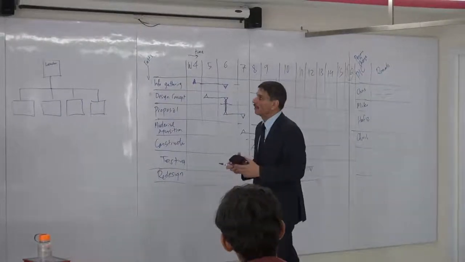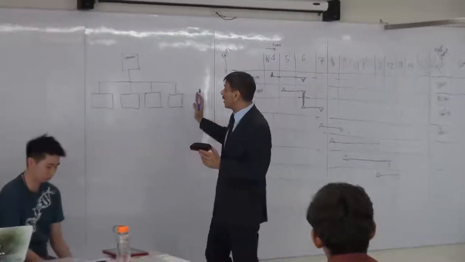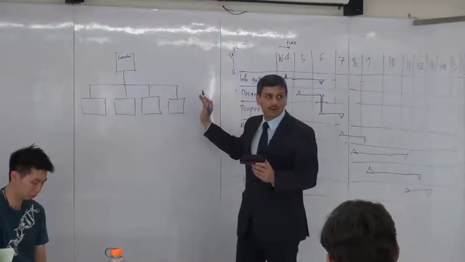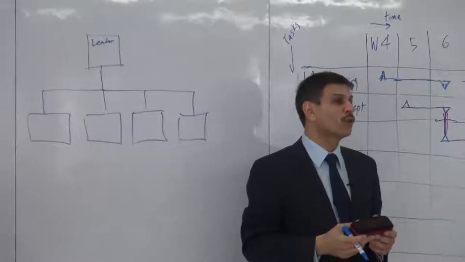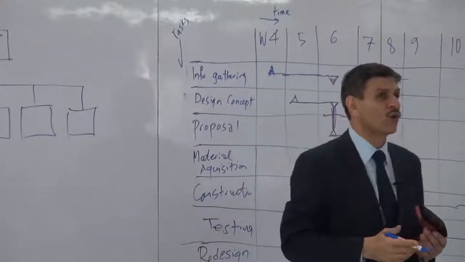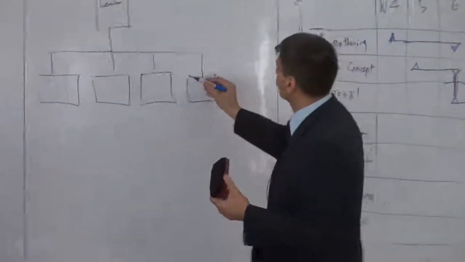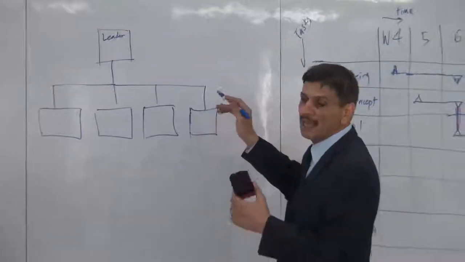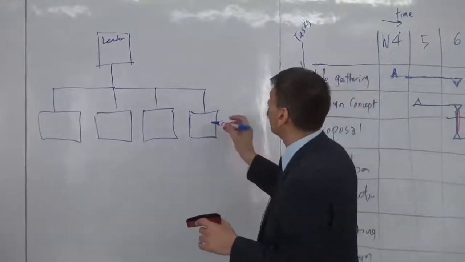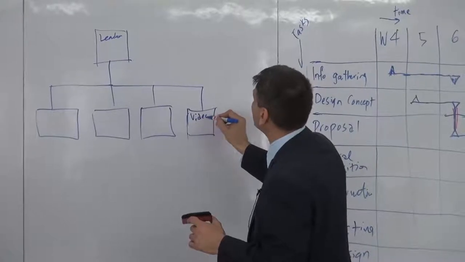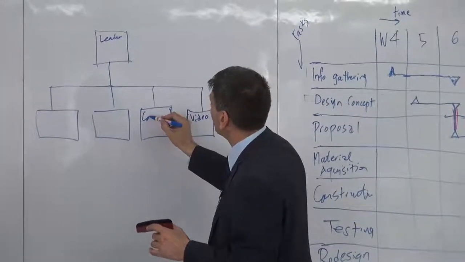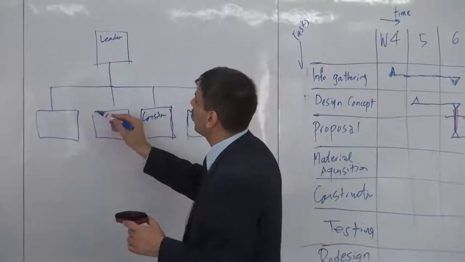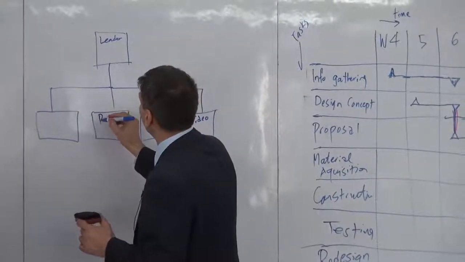So for example, the divisions under the team leader could be based on tasks. So maybe we can say one will be mainly responsible for video editing, for example. One will be mainly responsible for constructing. Maybe one will be responsible for purchasing.